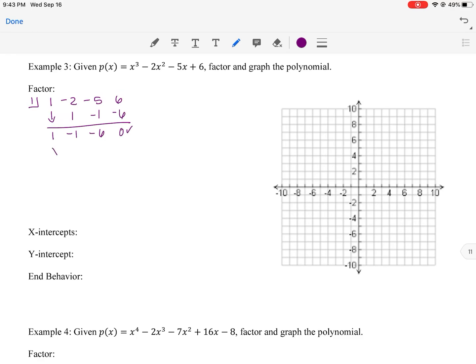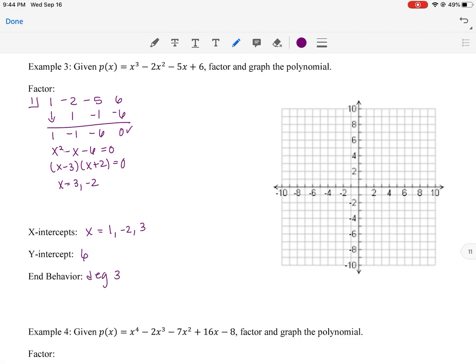And we do get a 0 there. So we're left with x squared minus x minus 6 equals 0, which is x minus 3, x plus 2 equals 0. So x does equal 3 and -2. So our x-intercepts are 1, -2, 3. Our y-intercept is the constant, right, when we plug in 0, so we do get 6.